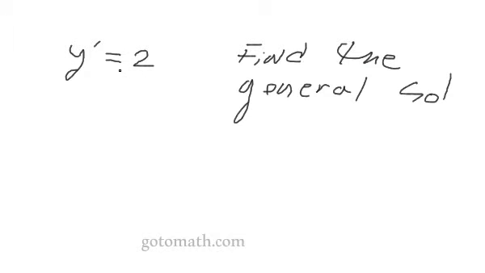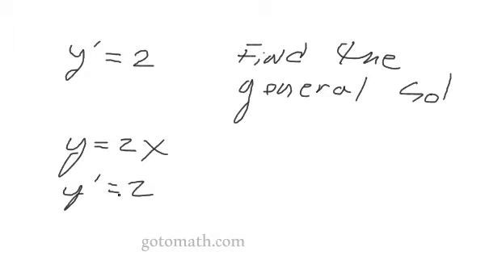To begin, we need to find the function whose derivative is 2. One such function is y is equal to 2x. If we take the derivative of this, we get y prime is equal to 2. So there it is. Therefore, 2x is an antiderivative of 2.